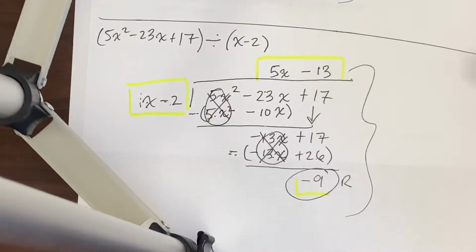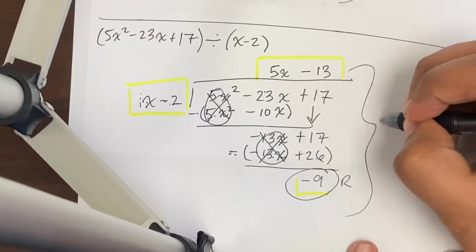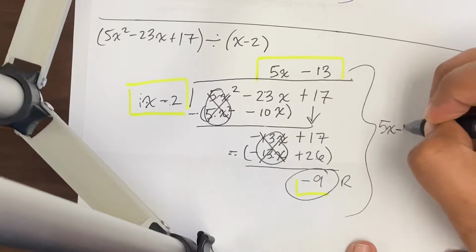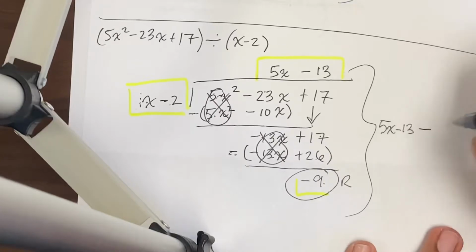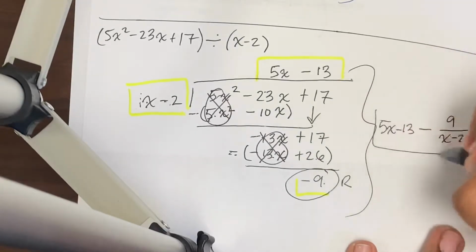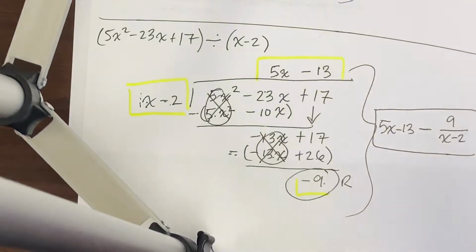What's my answer? My quotient, 5x minus 13. This is a negative number, so I have to put negative 9 over my divisor of x minus 2. How ugly is that?